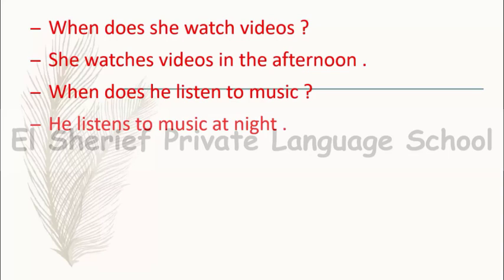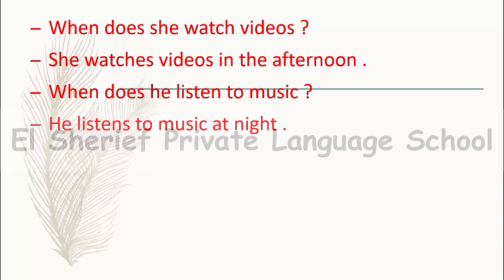Look at the first example, when does. Here we have when, asking about the time, followed by does. Why did we use does? Because here we have the subject she in the first example and the subject he in the second example. So we used when does she, then followed by watch, the base verb or the infinitive. So how do we make a question using when? We start with when followed by does, because we have the subject she, then the subject she, then watch, the base verb. And the answer, she watches videos in the afternoon.